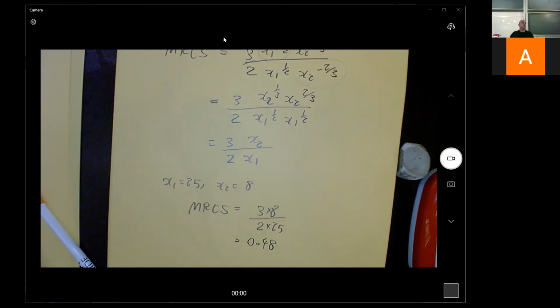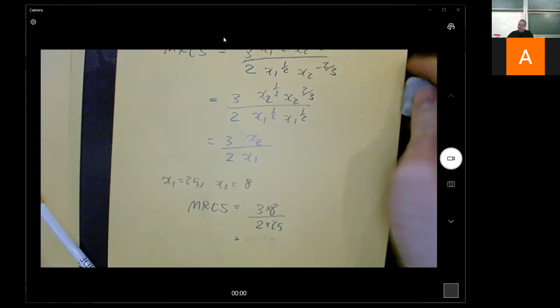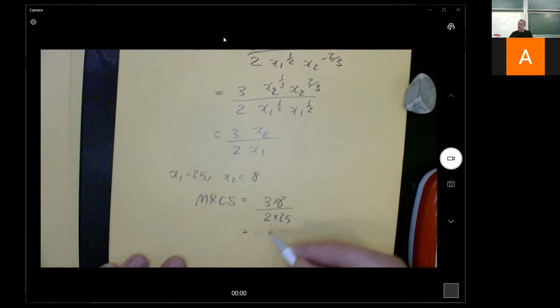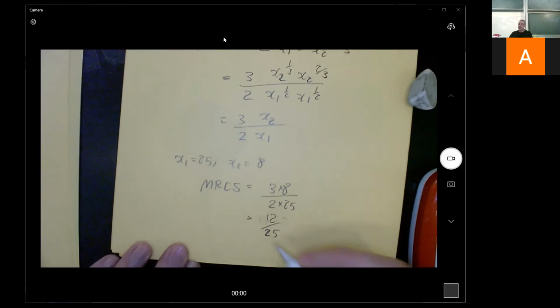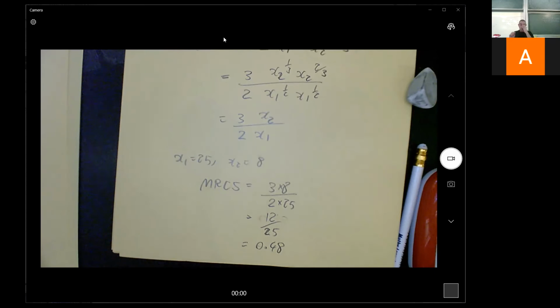I think. Sorry? Is that the same as 12 over 25? Yeah. This is one with questions. So do we want it as a fraction? Yeah. So the 2 goes into the 8, so I can divide them both by 2, and I'll get 3 times 4, which is 12 over 25. But if I want it as a decimal, then that's what it works out to be. Okay.